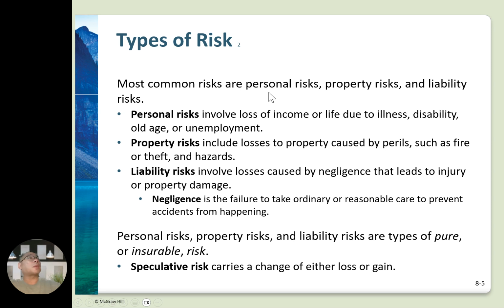Types of risk. The most common types of risk are personal risk, property risk, and liability risk. What is personal risk? It involves a loss of income or life due to illness, disability, old age, and unemployment. This is your personal risk: if you got sick, became disabled, reached old age, or were unemployed, getting laid off. Property risks include loss to property caused by perils such as fire or theft, and hazards. And then liability risk involves liabilities caused by negligence that leads to injury or property damage. Negligence is a failure to take ordinary or reasonable care to prevent an accident from happening.